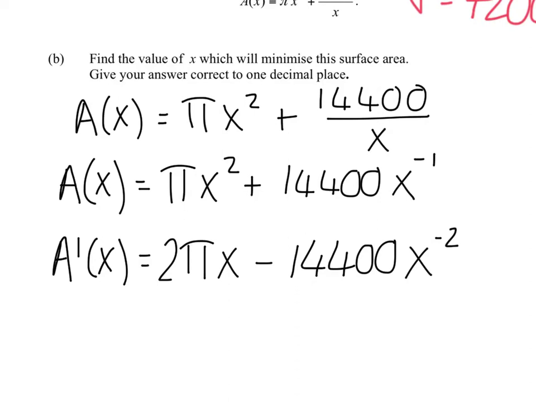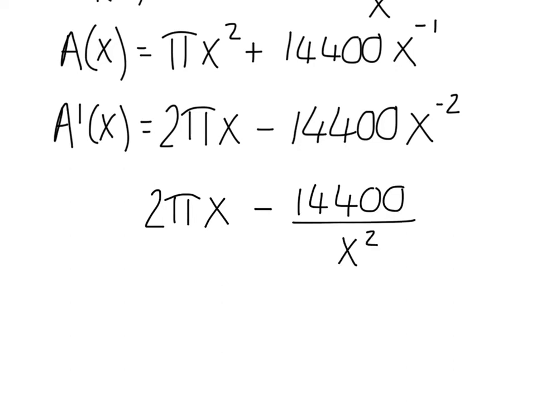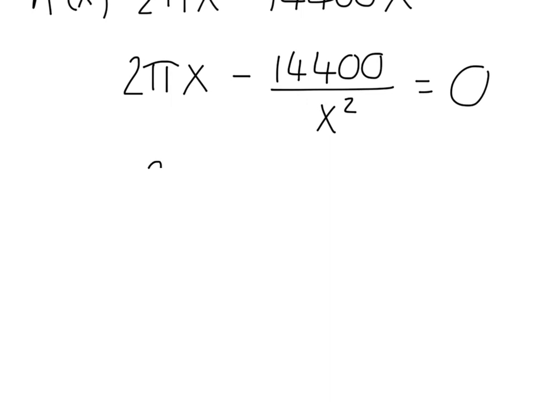We can then rewrite this with a positive power, which would give us 2πx, take away 14,400 over x². Since we're looking for a stationary point, we know that the gradient has to be equal to 0, so since this represents the gradient, we can make this equal to 0 at this point. We're looking for the x value which will minimise the surface area, which means we're trying to solve the equation we have here.